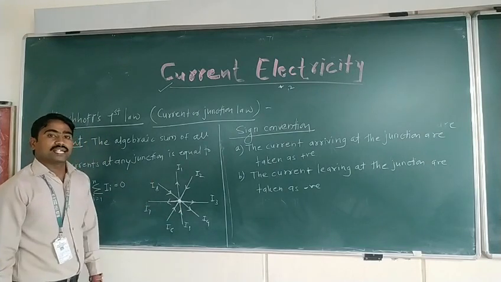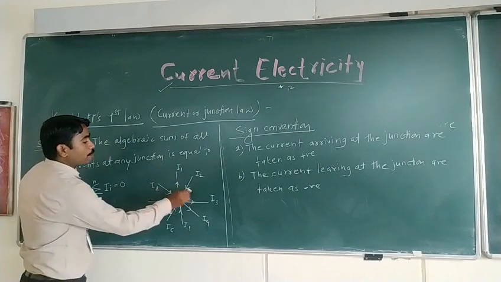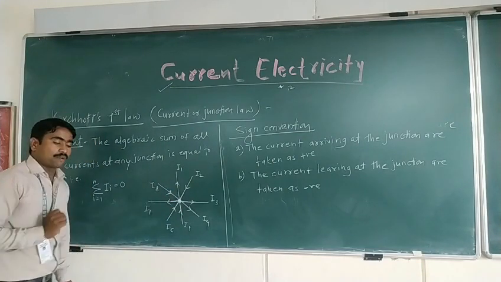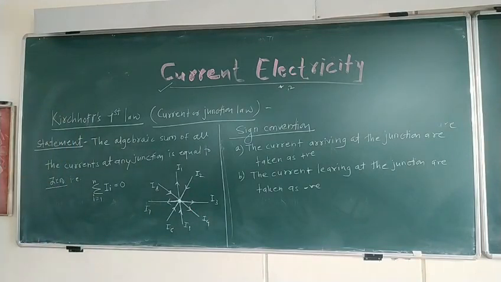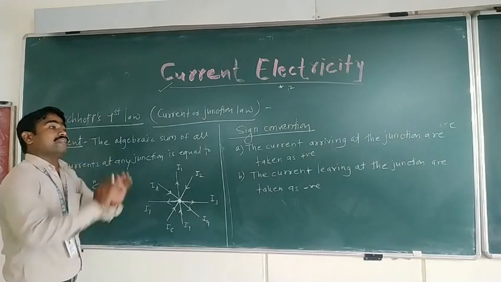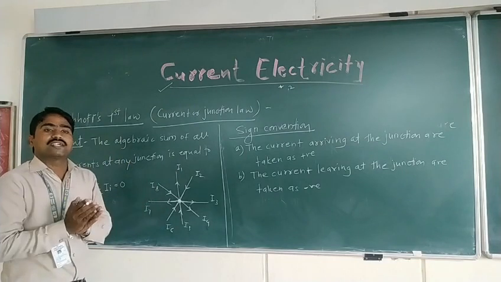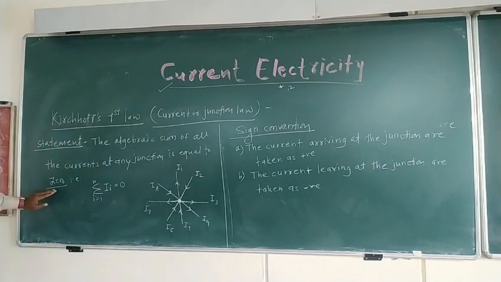Therefore, considering the large number of conductors, we see here the direction of currents. Some currents of the conductor move towards the junction, and some currents move away from the junction, right? When you add all the currents, the sum is always equal to 0. This is the simple statement of Kirchhoff's first law.